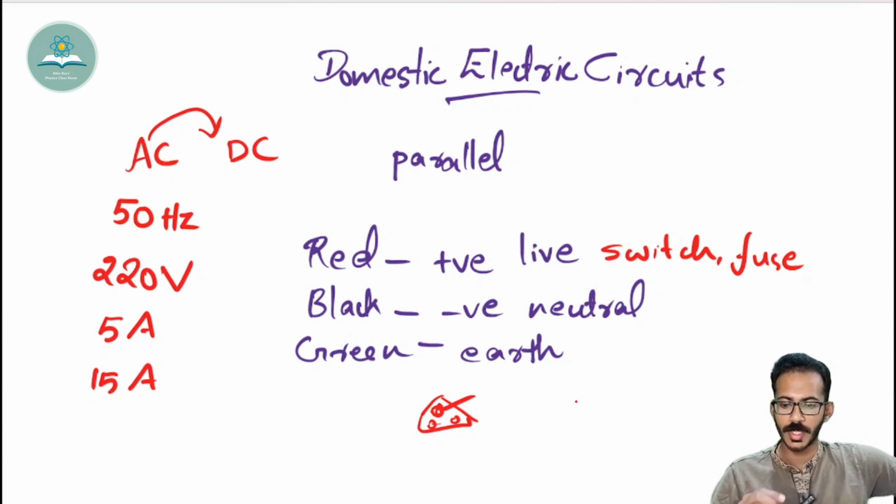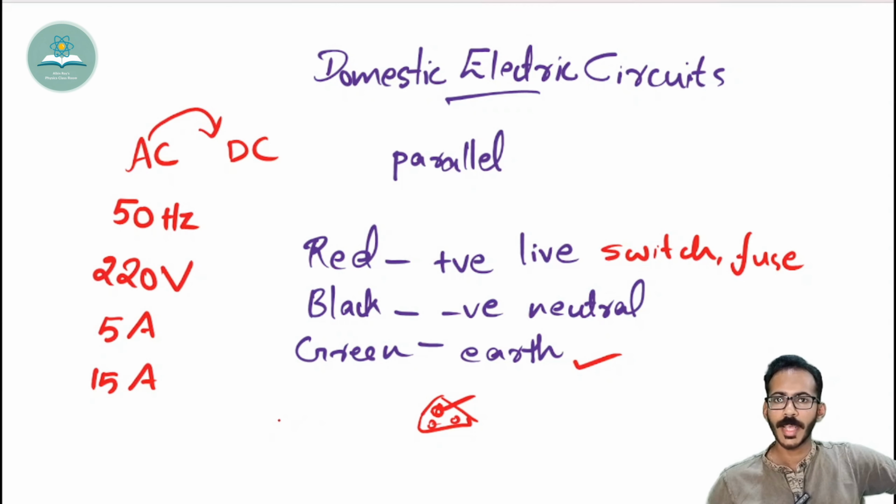In order to avoid this, from the metallic bodies, we connect a wire which has less resistance and it is taken to the ground. We know that current always takes the path with low resistance. So rather than passing through our body, the current will pass through this earth wire. So earth wire acts as a protector.